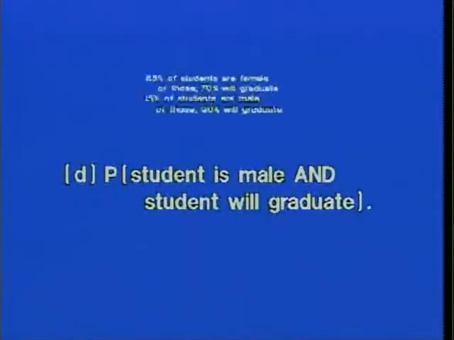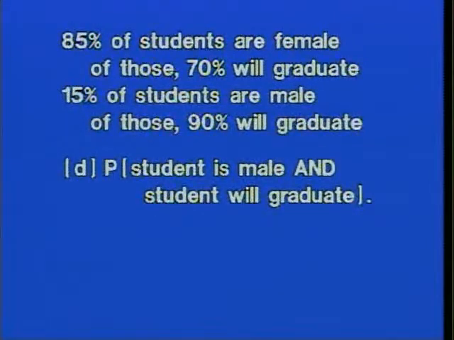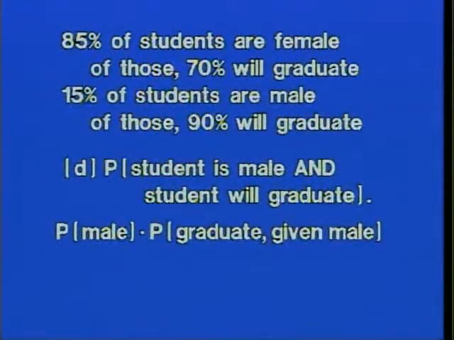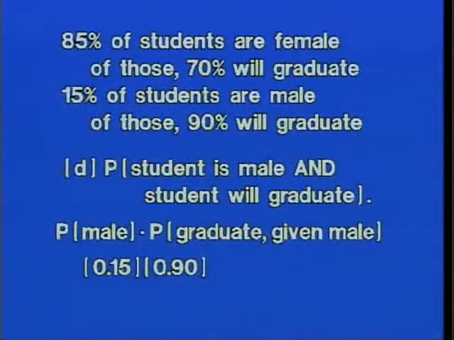Let's work the problem another way using the outline. Probability a student is male and the student will graduate. Remember, and implies that we're multiplying probabilities, and we're talking about a dependent situation here. So it's the probability of male times the probability that the student will graduate given that the student is male. Probability of a male student is 15%, or 15 hundredths. The probability of graduating given that the student is male is 0.90, 90%, you see. And the product is, as expected, 0.135.